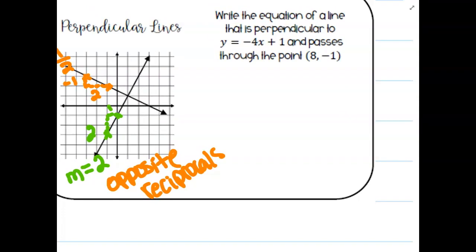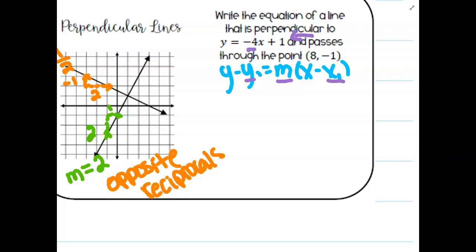So for this example, we want to write the equation of a line that is perpendicular to y equals -4x plus 1 and passes through that point. Same idea, we're using point slope form. y minus y1 equals m times x minus x1. We need to plug something in for y1, m, and x1. I've got my x1, y1, but we need the slope. So what I need first is the slope of this line. What's the slope of this line?